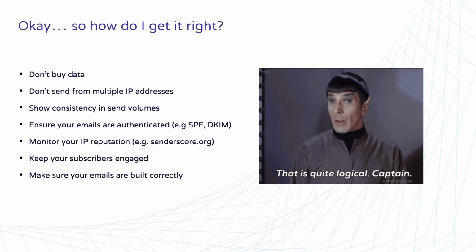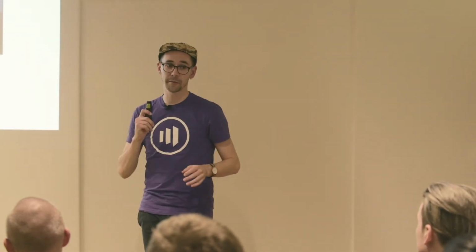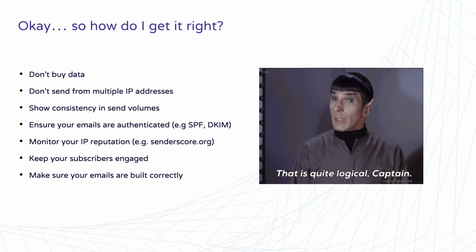The second thing is you don't want to be sending from multiple IP addresses. So if you've got a Marketo account that one team are using, and a MailChimp account over here that another team are using, and then a third tool over here that another team are using, you're going to start having issues. You want to try and limit that down to as few IPs as you possibly can. The more of them that you're sending from, the more difficulties you will likely encounter.